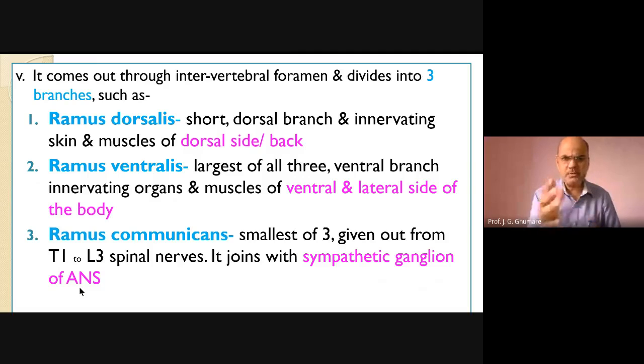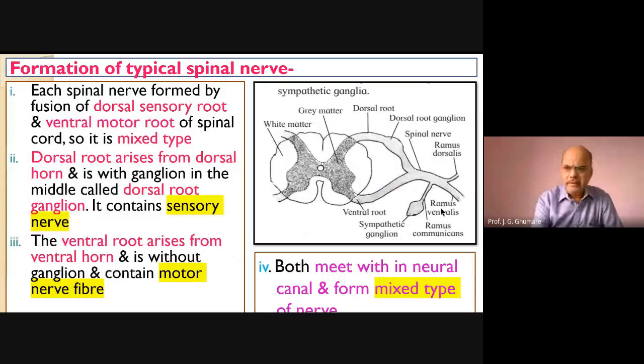The autonomous nervous system will have two units, sympathetic and parasympathetic. One of them will be connected here, the sympathetic ganglion, and the one which is the smallest of the three starts from T1 to L3, thoracic 1 to lumbar 3, upper spinal cord, and that will join with the sympathetic ganglion of ANS. This is called ramus communicans, remember. So remember the three names. I'll repeat, the dorsal side is for ramus dorsalis, the ventral side is for ramus ventralis, and the one which communicates with the sympathetic ganglion is the ramus communicans.